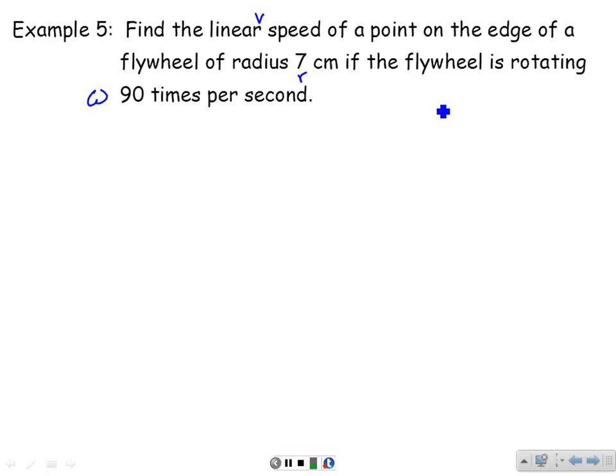And so we have a formula that relates omega and radius. You have v is equal to your radius times your omega. And so if we set this up, we're going to have 7 centimeters times omega, which is going to be 90 revolutions per second. Well, remember, your linear speed is the change in distance per time. So we don't need an angle per time, we need a distance per time. And so we need these revolutions to change out.